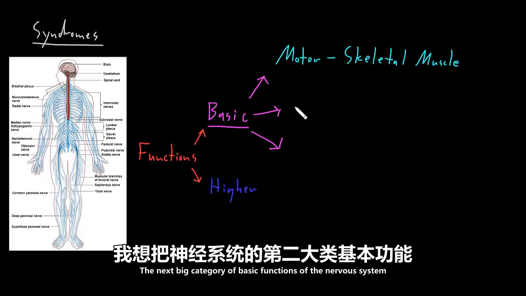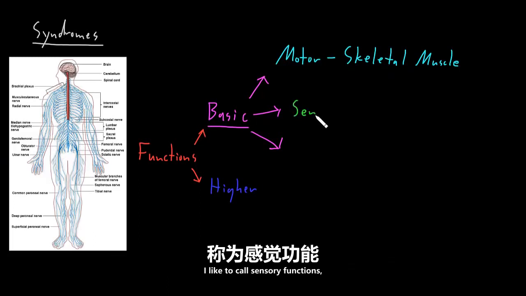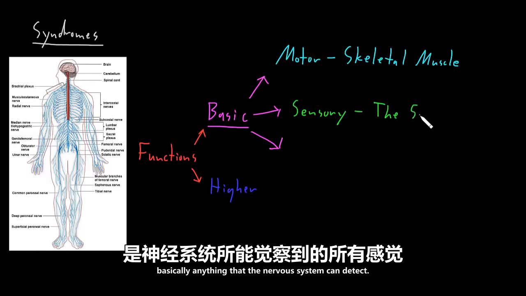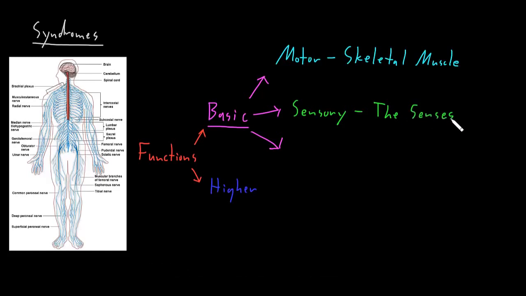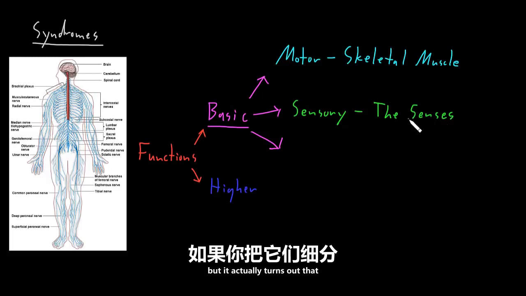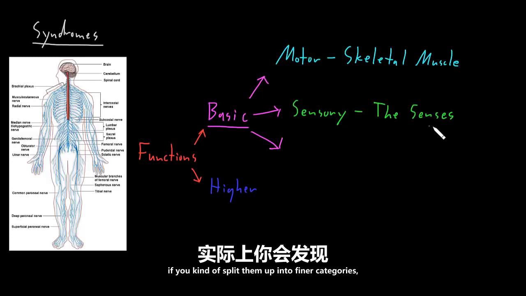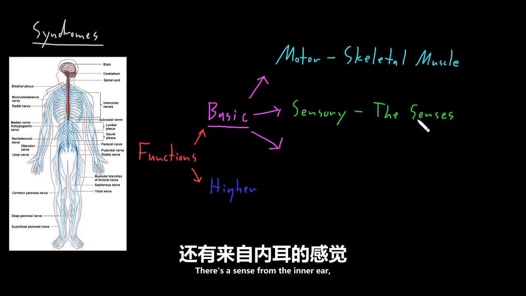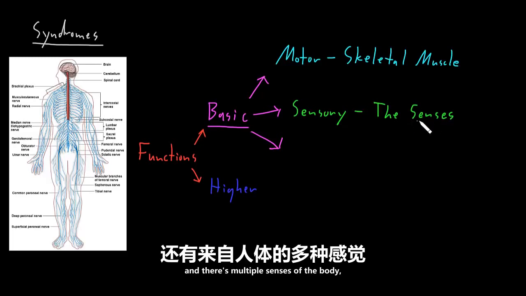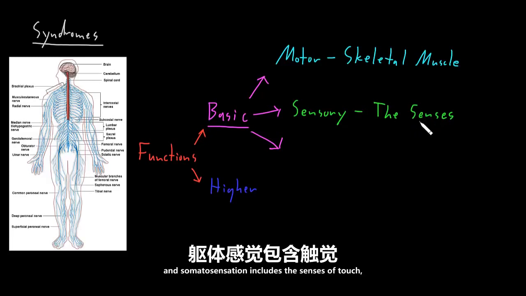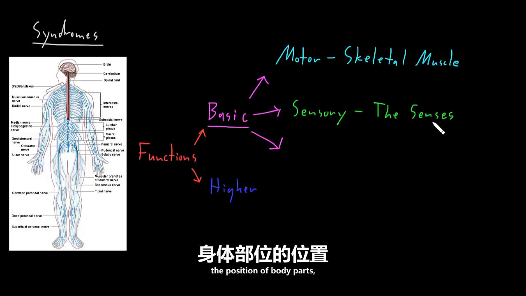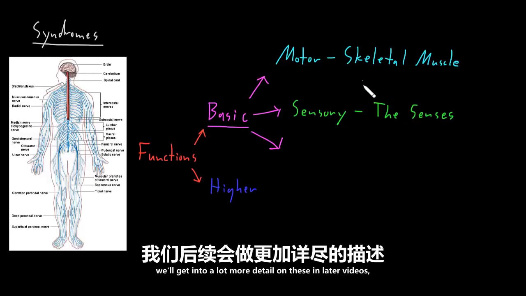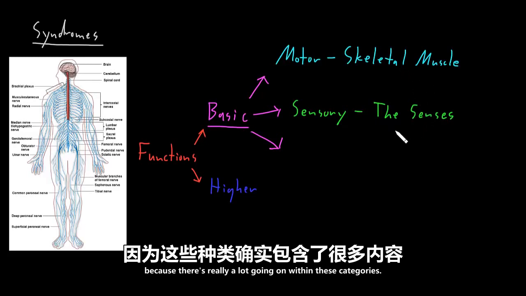The next big category of basic functions of the nervous system I like to call sensory functions. And this involves all of the senses, basically anything that the nervous system can detect. And we're used to hearing about 5 senses. But it actually turns out that if you split them up into finer categories, there's way more than 5 senses. There's vision, there's hearing, smell, taste. There's a sense from the inner ear called vestibular sense. And there's multiple senses of the body called somatosensation. And somatosensation includes the senses of touch, the position of body parts, vibration, pain, temperature, and several others. And for each of these categories, we'll get into a lot more detail in later videos, because there's really a lot going on within these categories.